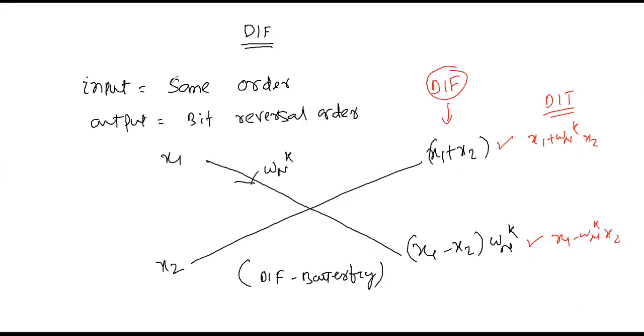So in DIF, you all know that the input is in the same order. You have to write it in the same order, and the output is in bit reversal order. After that, this is the butterfly diagram I gave. This is the DIF butterfly diagram, and since someone asked, I gave it for DIT also. This is very important. Again, don't make a mistake in the butterfly, otherwise the whole calculation will be wrong. I use this butterfly.